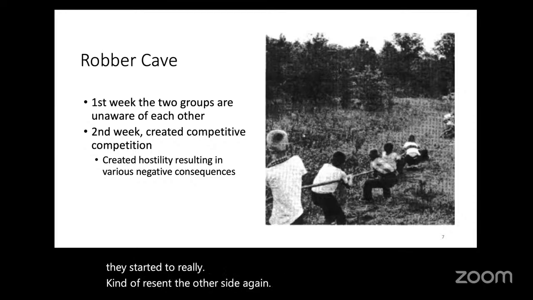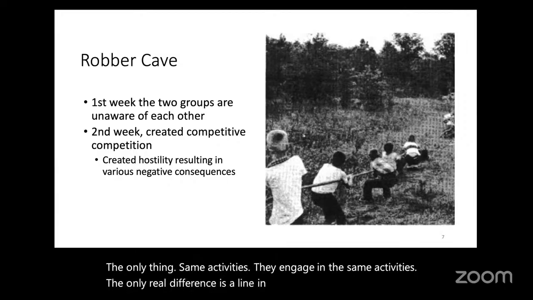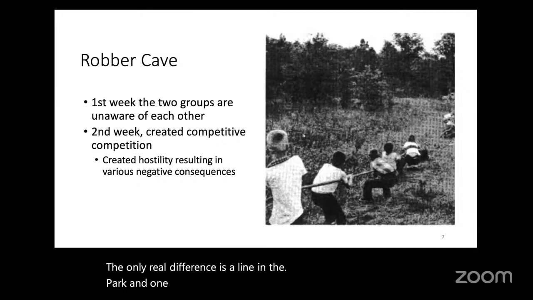Again, 24 boys, same status, same ethnicity, same grades, same everything. They engage in the same activities. The only real difference is a line in the park, and one side was called the Eagles, and the other side was called the Rattlers. Okay.